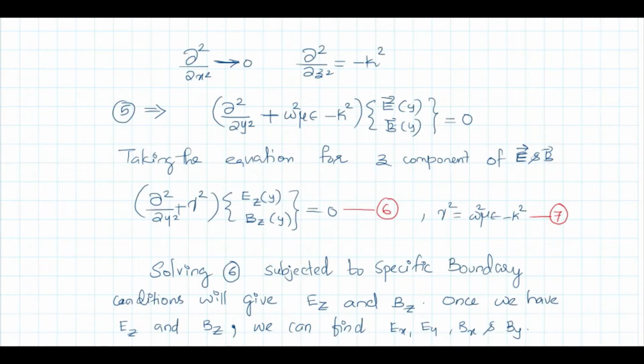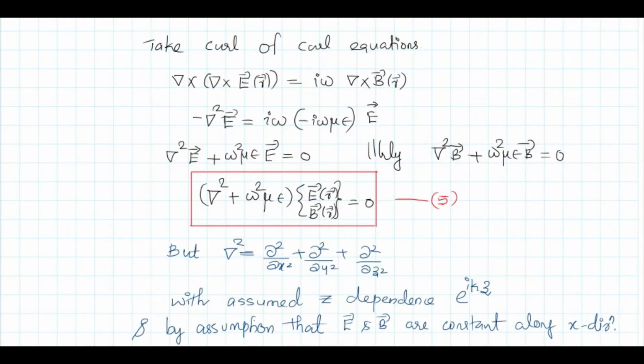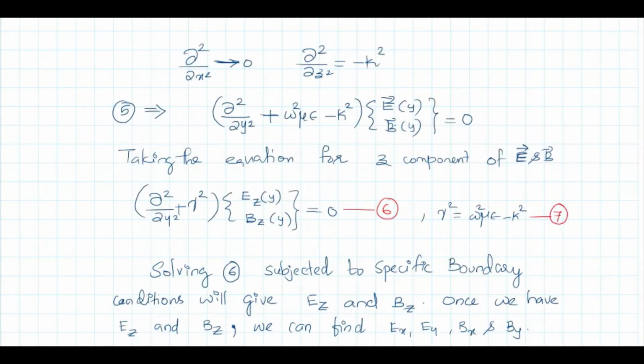So the wave equation becomes ∂²/∂y² plus ω²με minus k². This minus k² is the contribution of ∂²/∂z². The contribution of ∂²/∂x² vanishes. So the wave equation will be like this, and this electric field has now only a y dependence. We had an r dependence, r meaning x, y, z dependence. But with respect to x, there is no variation. So E and B are constant along x direction. Z dependence is separated by this factor k². Now this E is a function of y alone.